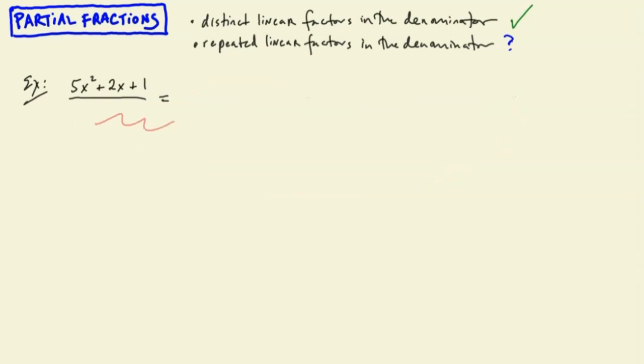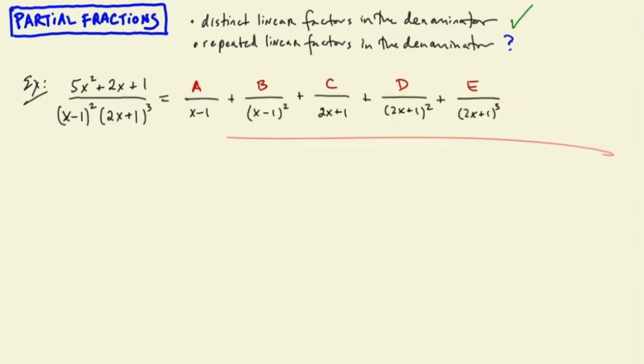And if the denominator had, say, multiple repeated linear factors, like the square of x minus 1 and the cube of 2x plus 1, we could do the partial fractions decomposition, but we would end up with 5 little fractions on the other side. It would look like this. Because we have 2 factors of x minus 1, we get one term over here with an x minus 1 denominator, and another one with an x minus 1 squared. Because we have 3 factors of 2x plus 1, we get one term over here with a 2x plus 1 denominator, another one with a 2x plus 1 squared denominator, and a third with a 2x plus 1 cubed denominator.